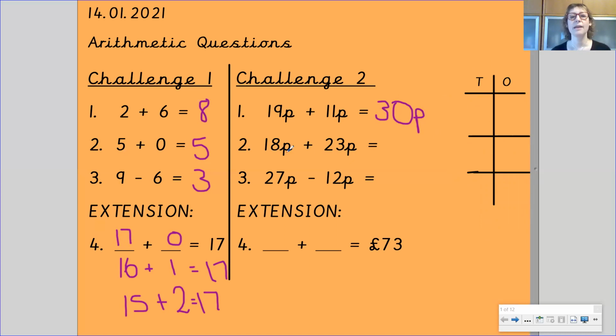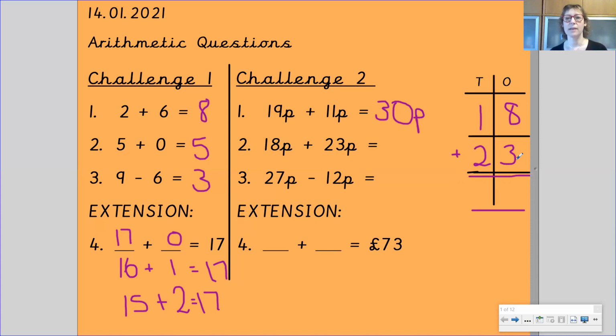Okay. Next one, 18p plus 23p. So 18p plus 23p. If I wanted to, I could have done that the other way around and I could do 23p at the top and 18p at the bottom. Because it's addition, it's commutative. It doesn't matter which way around I do it.